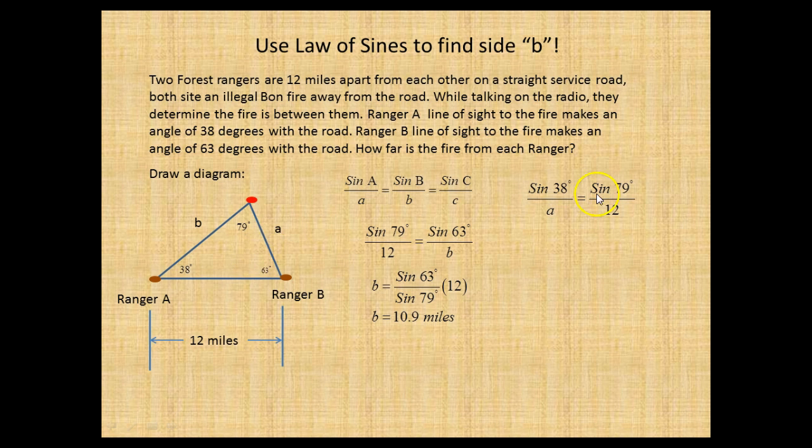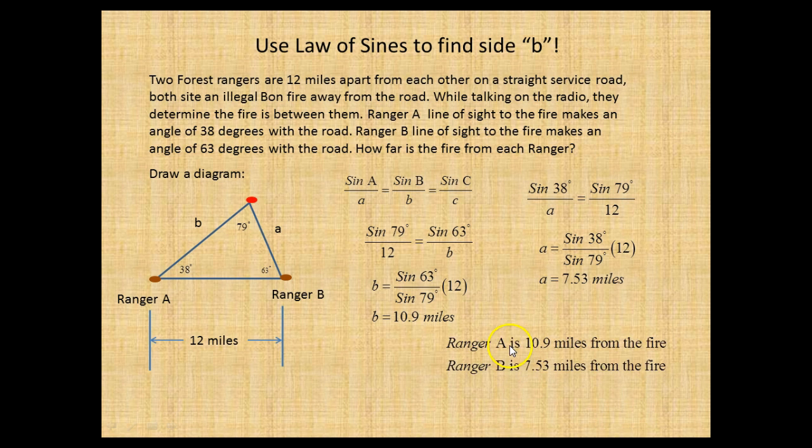And let's do angle 38. So we have sine of 38 degrees, and the leg opposite sine 38 is A. And we have sine 79, which I would use again, and the leg opposite that is 12. So if we do our multiplication and division to get A on one side by itself, we have A is equal to 7.53 miles. So Ranger A is 10.9 miles from the fire, and Ranger B is 7.53 miles from the fire.